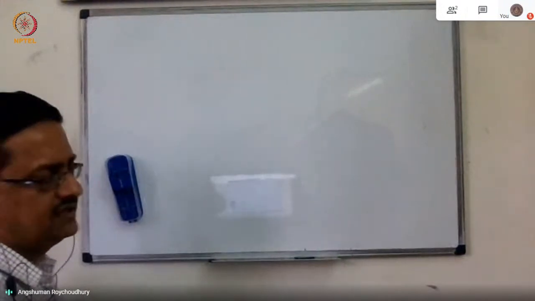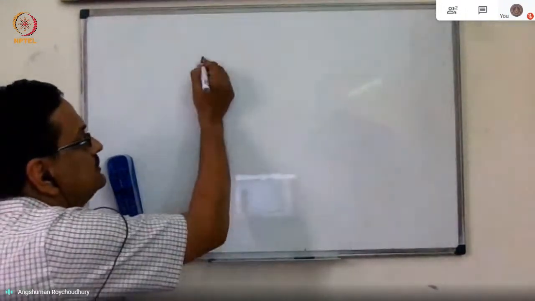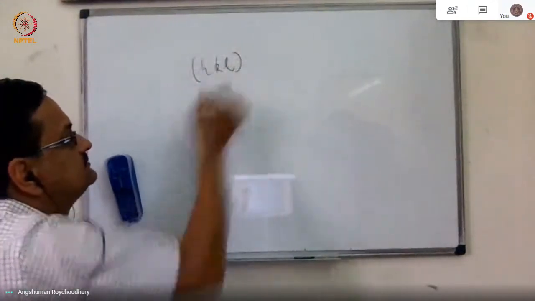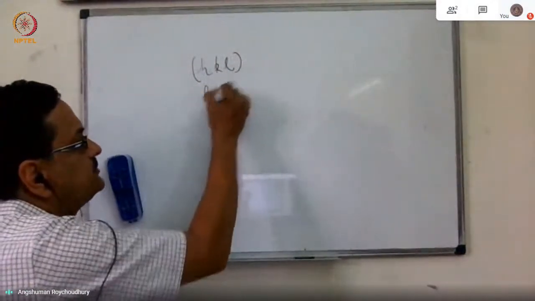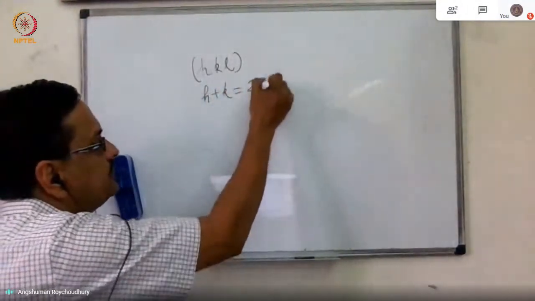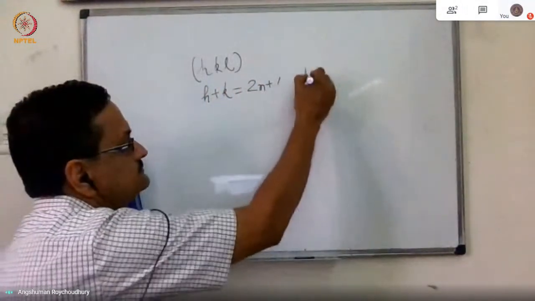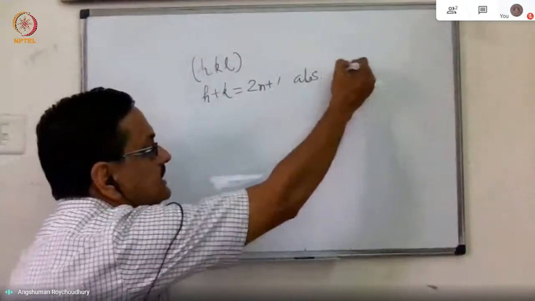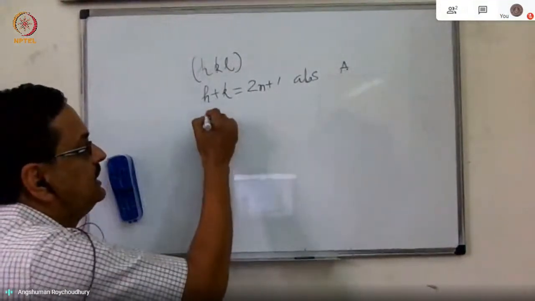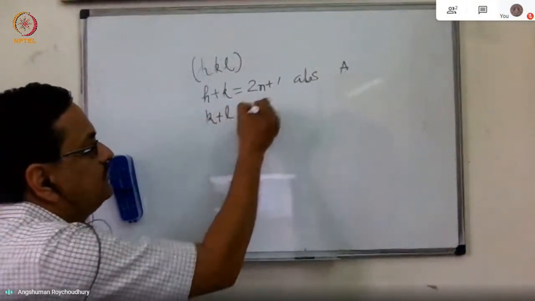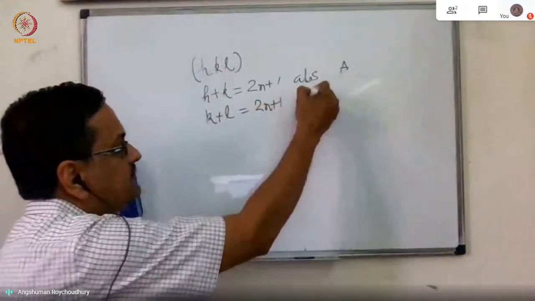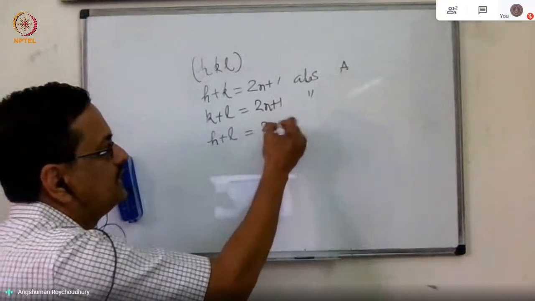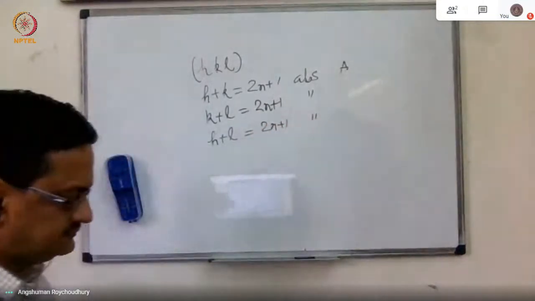For a face-centered lattice, for a general set of HKL reflections, H plus K equal to 2n plus 1 will be absent. For A-centered lattice, similarly, K plus L equal to 2n plus 1 should be absent, and H plus L equal to 2n plus 1 should be absent.